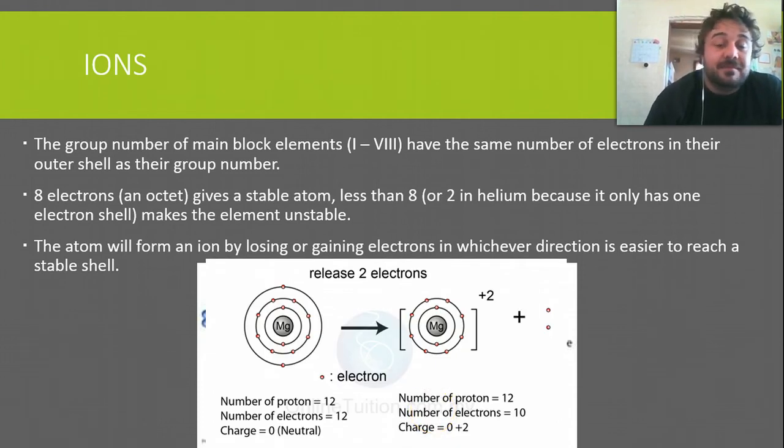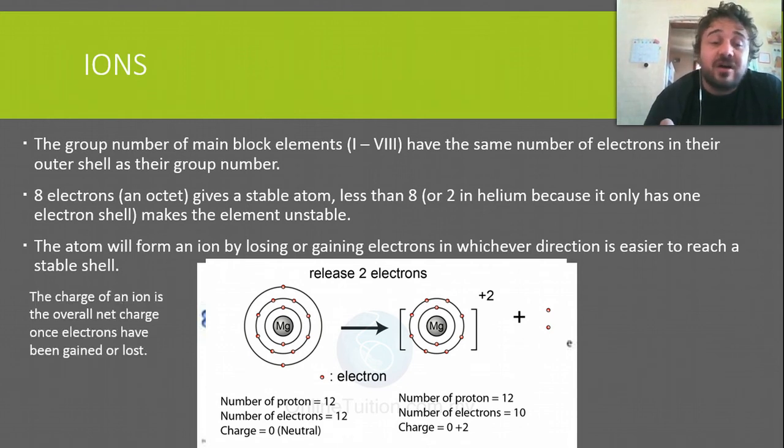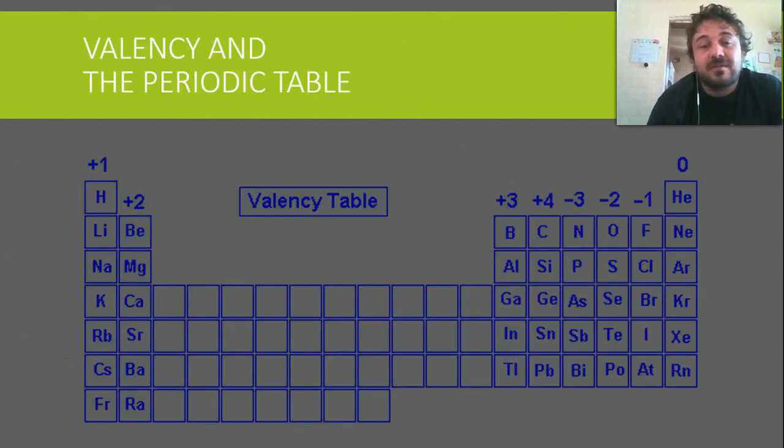Now we look at magnesium. It's got 12 protons, 12 electrons. It loses those 2 electrons. It gives them to something else. You don't have to worry about where it's going right now, and that gives us a positive charge of 12, negative charge of 10. Its overall charge, its net charge, is +2, and that's a cation. So the charge of an ion is the overall net charge once electrons have been gained or lost.